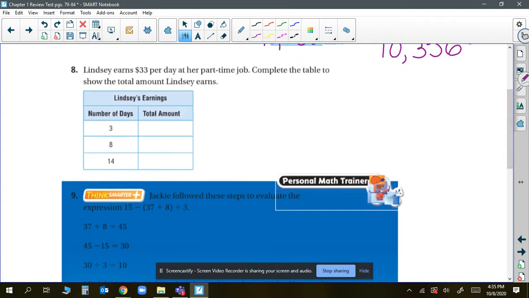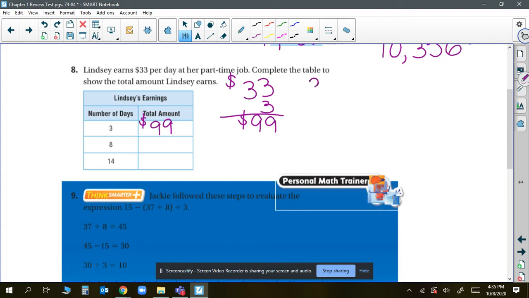Our next one here, Lindsay earns $33 per day at her part-time job. Complete the table to show the total amount Lindsay earns. So in this case, gang, we're going to have to take that $33 per day and multiply it by each of the number of days so that we can find the amount. So I'm just going to write my $33 times 3, and that's going to give you $99. Put my 99 in there.